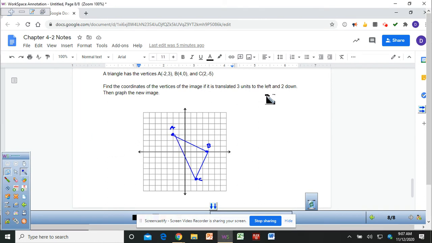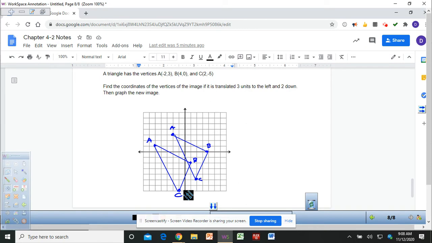And now it says move it 3 units left and 2 down. So I'm just going to take this dot and go 3 units left, 1, 2, 3, and 2 units down, 1, 2. So here's my new A. And then I'm going to do the same thing with B. 1, 2, 3 spots left, 1, 2 spots down. There's my new B. Same thing with C. 1, 2, 3 spots left, 2 spots down. There's my new C. And you're done.